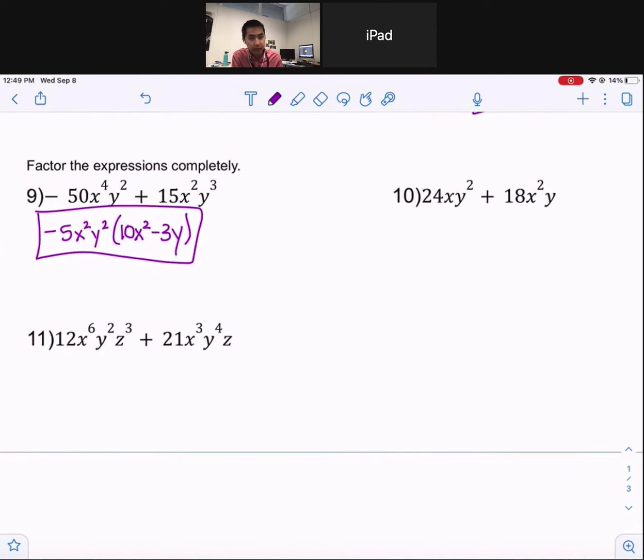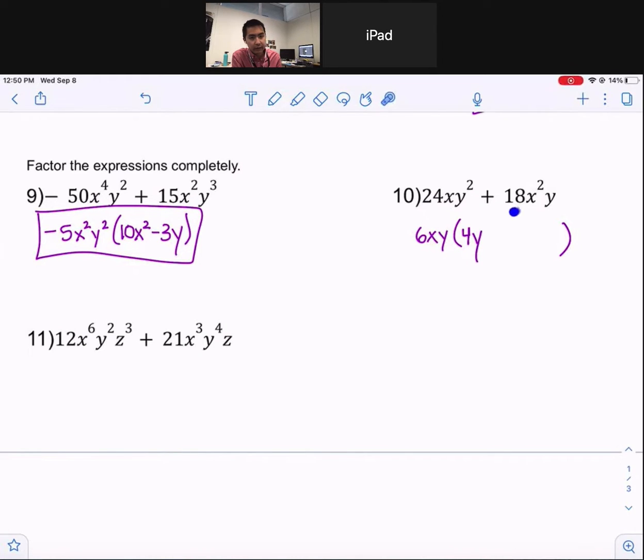Number 10. Again, look at the coefficients and then each variable. 24 and 18. You can factor out a 6 from both. X and x. You can factor out 1 x from both. Y squared and y, you can factor out 1 y from both. Okay, so remember, this is a reminder of what we're about to take away from these two. 24 divided by 6 is 4. X, you took away an x, so no more x. Y to the second, you took away a y, so there's just 1 y left over.